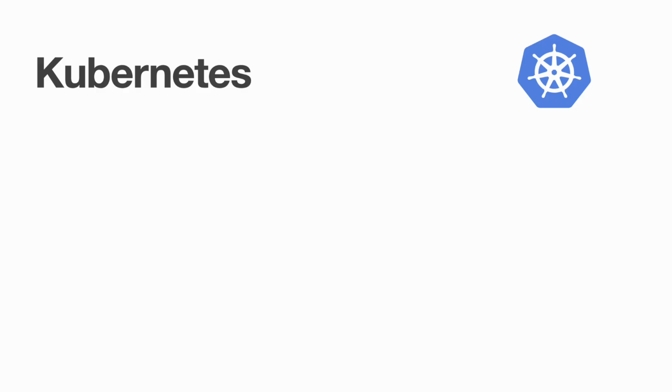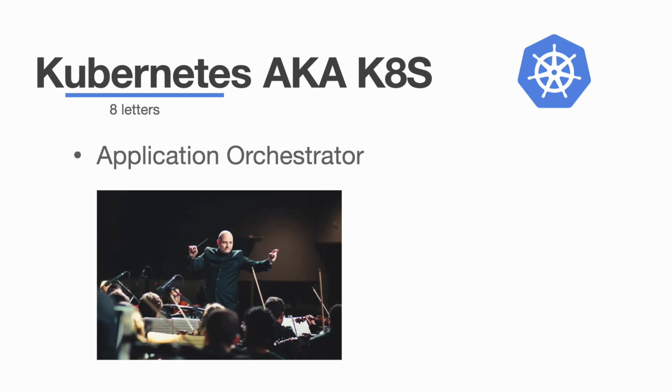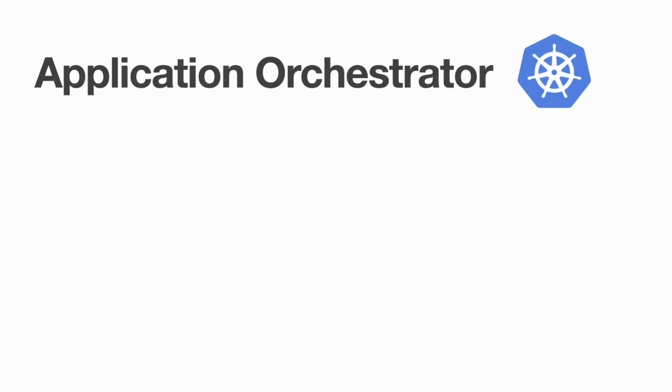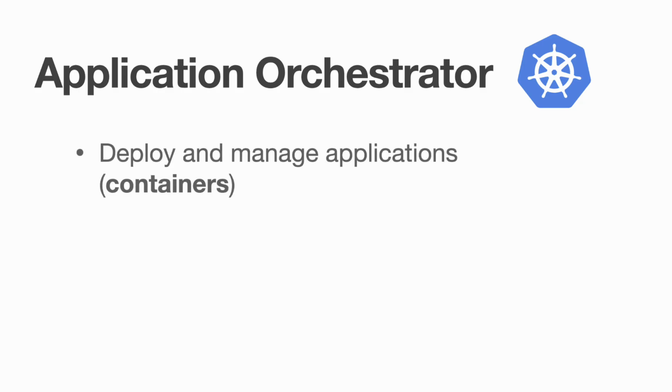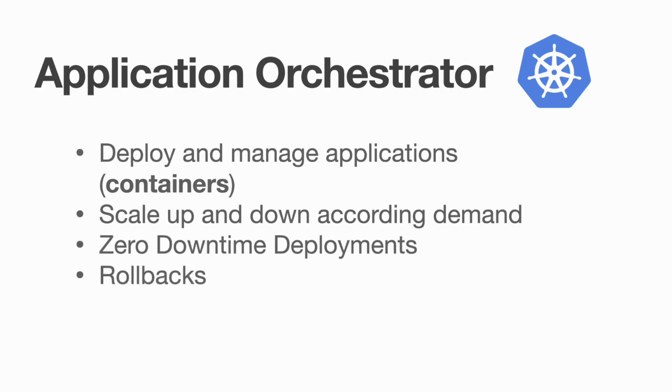So let's dive a little bit deeper and understand Kubernetes. Kubernetes, aka K8s, where the 8 is the 8 letters in between K and S, is an application orchestrator. So in this picture, you can see that we have Kubernetes, and Kubernetes orchestrates all of these applications. When we are talking about applications, we mainly refer to containers. So Kubernetes deploys and manages our containers. It also scales up and down according to demand. It performs zero downtime deployments, rollbacks, and much more.